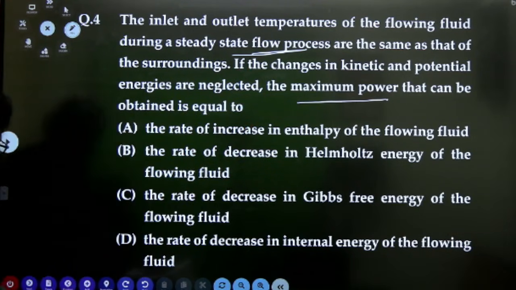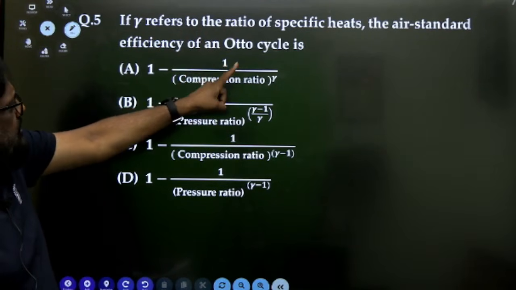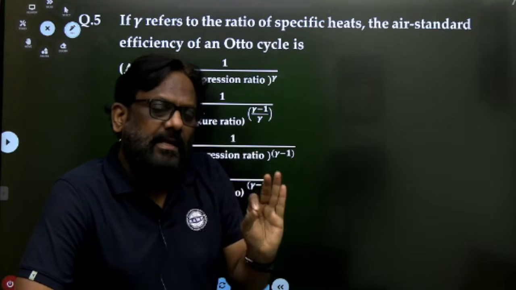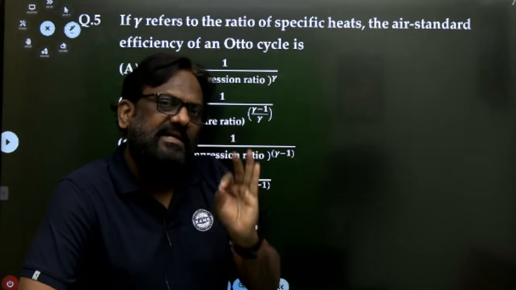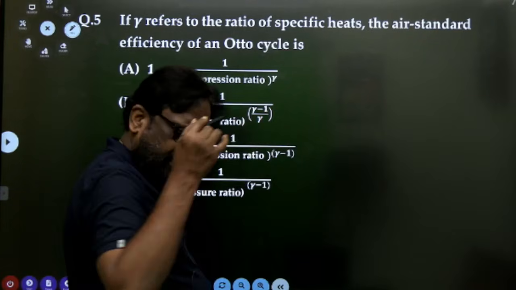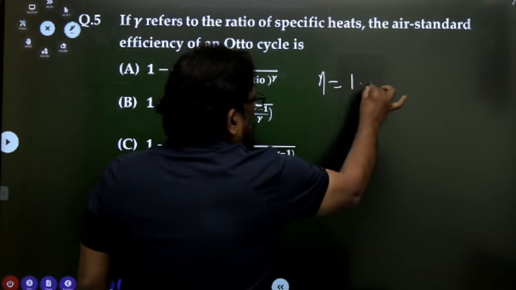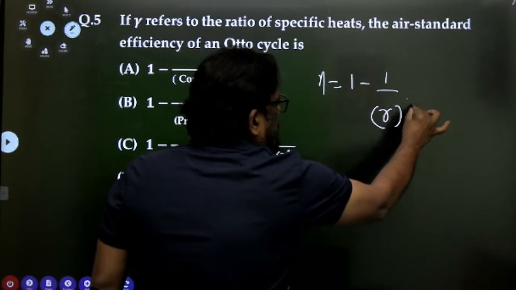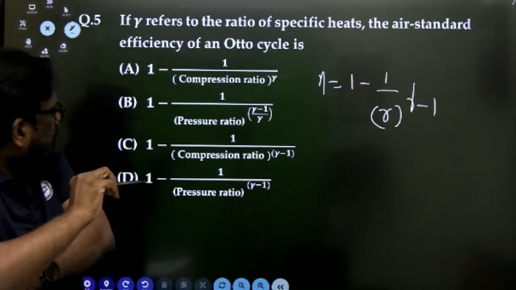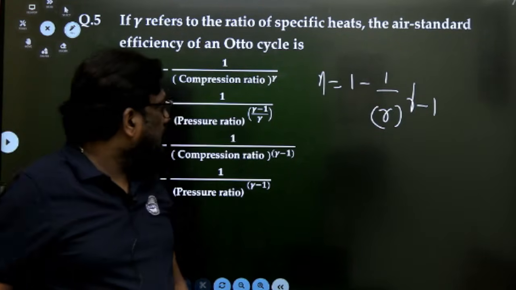Okay, next. If gamma refers to the ratio of specific heats, the air standard efficiency of Otto cycle. Remember, Otto cycle is also known as constant volume cycle because in Otto cycle heat is supplied and rejected at constant volume process. I don't know why he is so much interested in Otto cycle. The efficiency of Otto cycle is given by 1 minus 1 by R power gamma minus 1, where R is the compression ratio. Is this correct? So the answer to this is what?